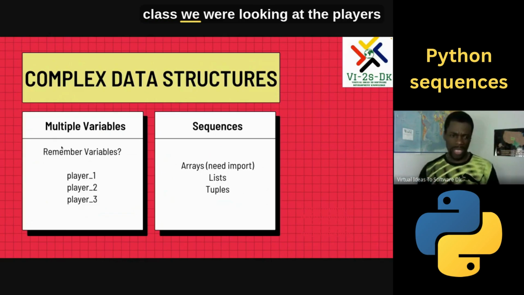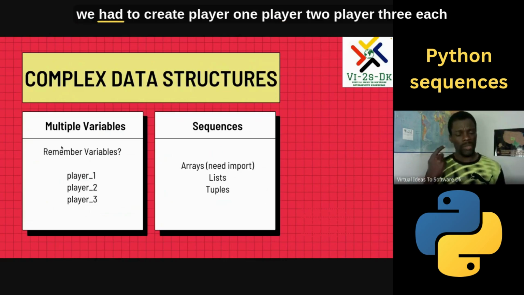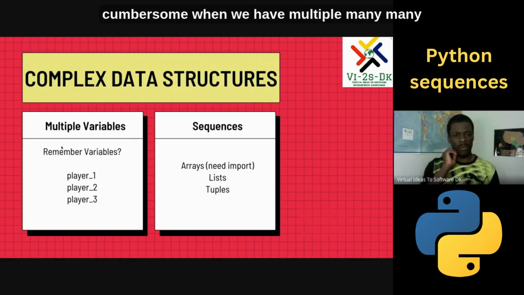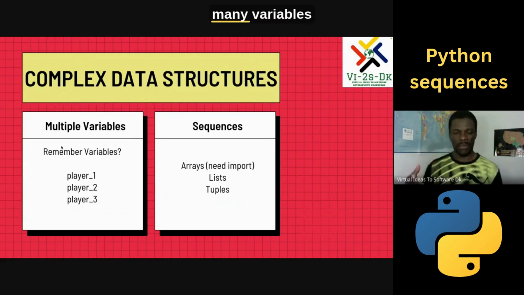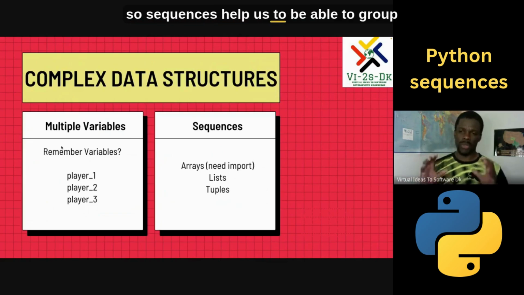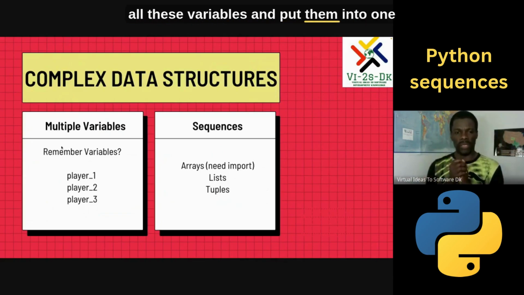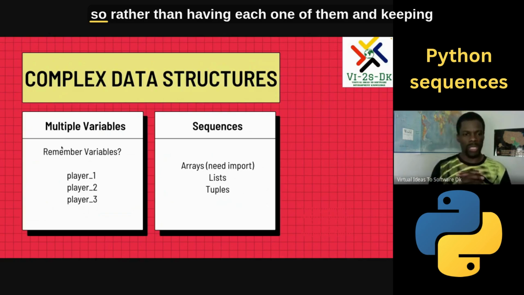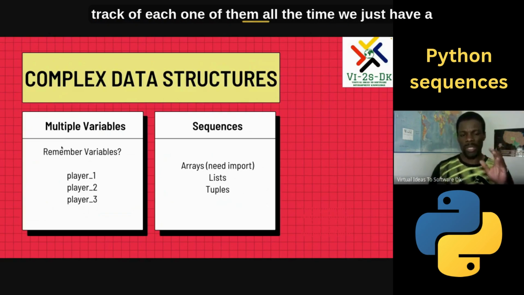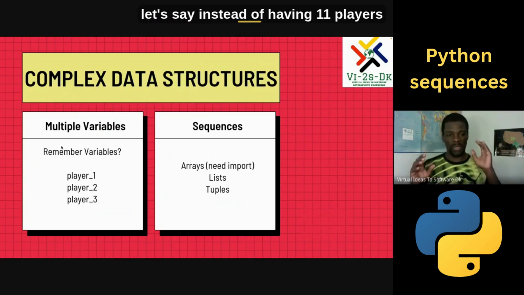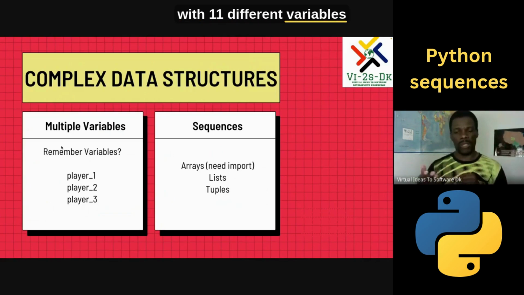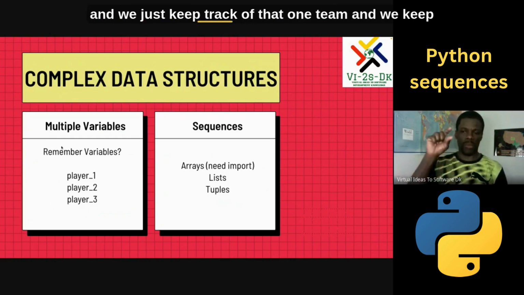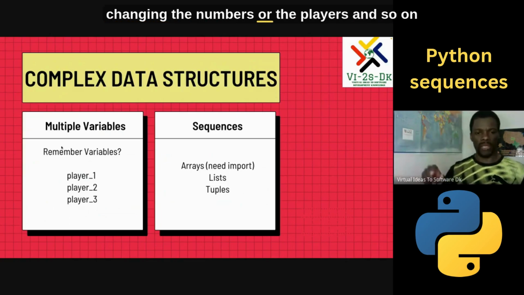Last class, we were looking at players that were playing dice. We had to create player 1, player 2, player 3. Each time, that means you're saving space in memory. So it becomes cumbersome when we have many variables. So sequences help us to group all these variables and put them into one container, into one structure, what is known as a sequence or a data structure. So rather than having each one of them and keeping track of each one of them all the time, we just have a structure. Let's say instead of having 11 players with 11 different variables, we just have one team. That team has 11 spots for those 11 players, and we just keep track of that one team, and we keep changing the numbers of the players and so on. Does that make sense?